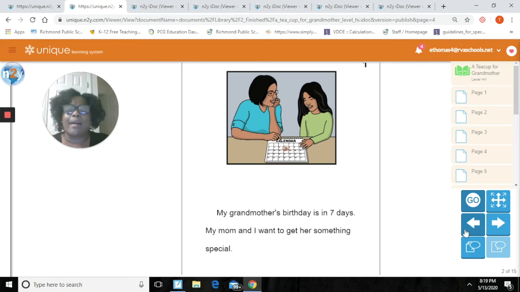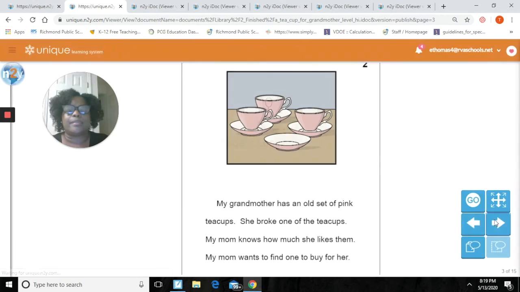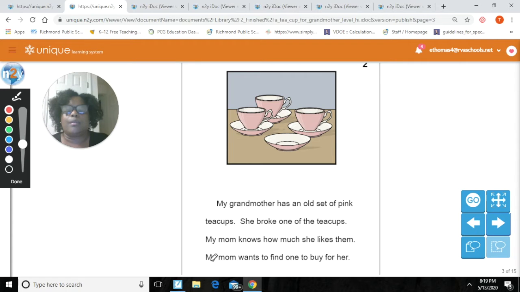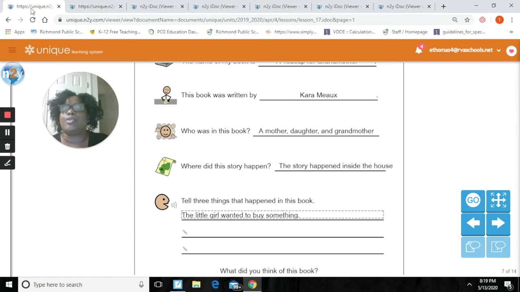What is something else that happened? What does she want to buy her? So we see here my grandmother had an old pink teacup set. She broke one of the teacups. And what does it say here? My mom wants to find one for her, or wants to buy one for her. What does she want to buy? The teacup, okay? So let's put that in a very short sentence.